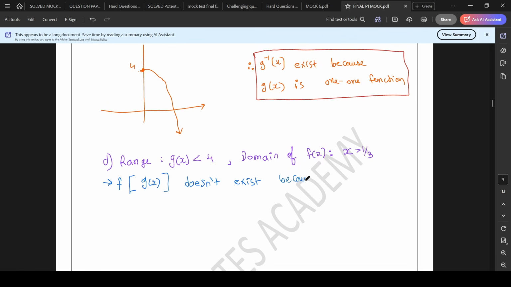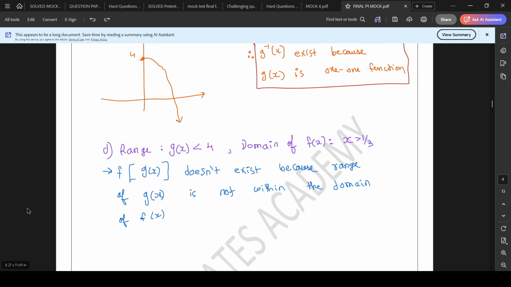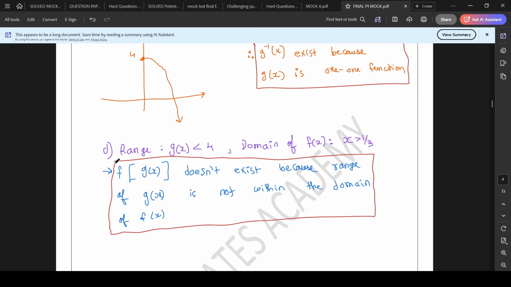because the range of g(x) is not within the domain of f. So because f can accept the values that are greater than 1/3, but g gives you the values that can go below 1/3, that is why this function cannot exist. So this is the conclusion for part D. I'm going into great detail to explain this for the students who are very new to this kind of concept.